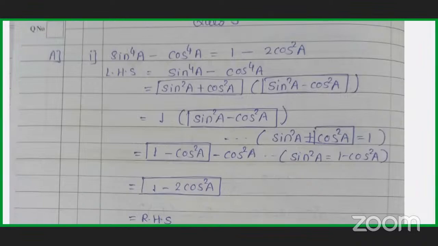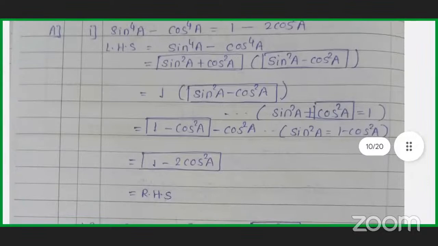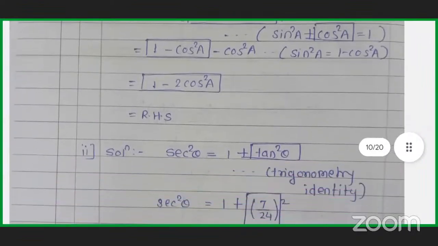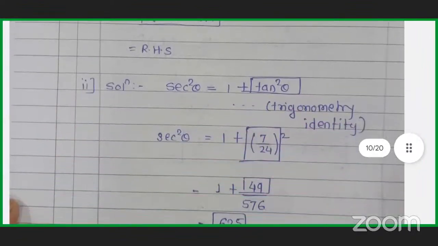So sin is converted by our identities. That is, sin square a is nothing but 1 minus cos square a. So we have to replace sin square a by that identity. That is 1 minus cos square a minus cos square a. So what will we get? That is 1 minus cos square a minus cos square a, which is 1 minus 2 cos square a. We get the RHS. Then focus on the second question.